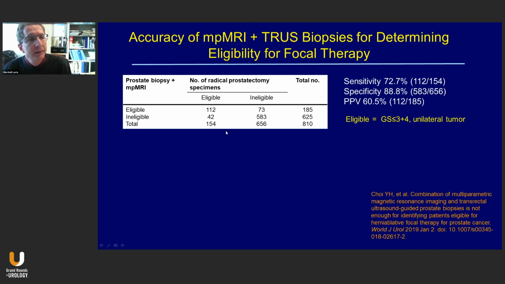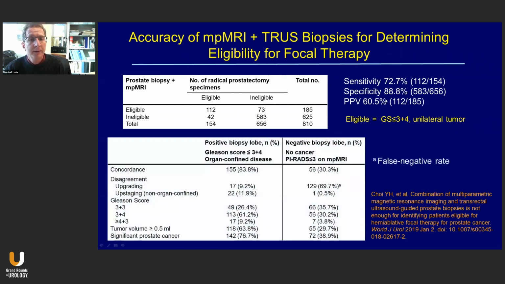The problem here lies in this row right here, the positive predictive value, because of the total number that were thought to be eligible by prostate biopsy and MRI was 185, and yet 73 of these were found to be ineligible either because they had higher grade tumor or because they had bilateral tumors. So the positive predictive value here was only a little over 60%.